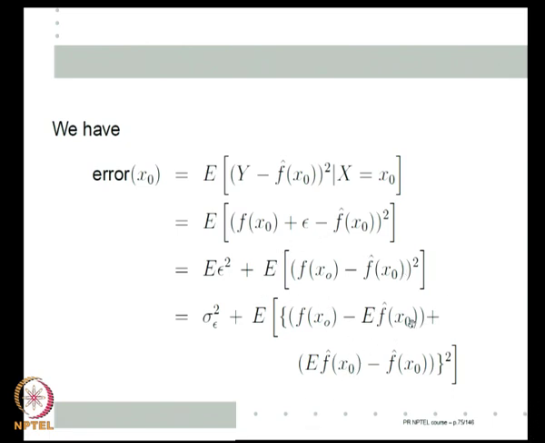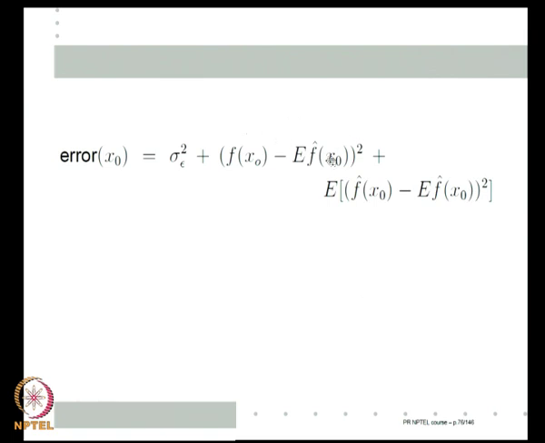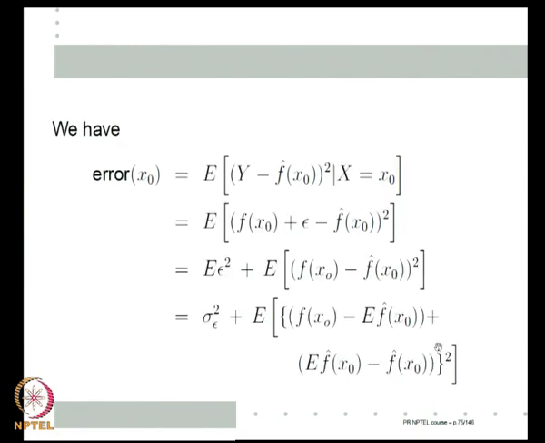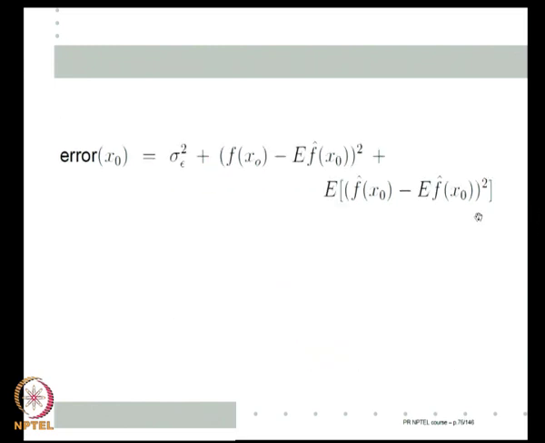The expected value of this square is f x naught minus the expected value of f hat x naught, whole square. I do not need the expectation because they are constant. The second term is the expectation of this. I have just written it the other way, so that it looks familiar: f hat x naught minus the expected value of f hat x naught, because the square anyway does not matter. Okay. So, this is what I get finally.